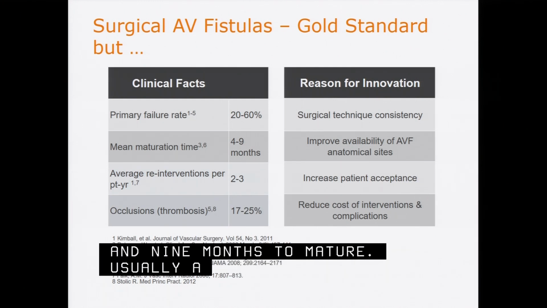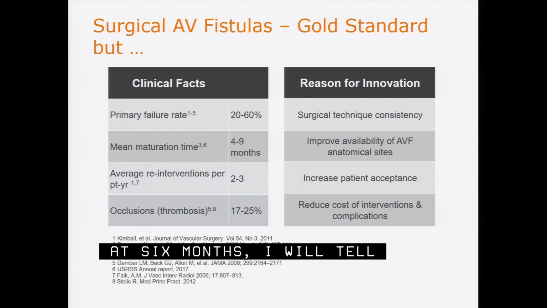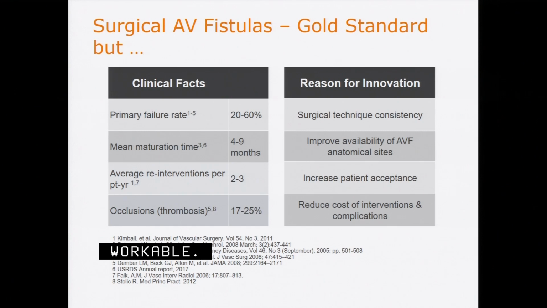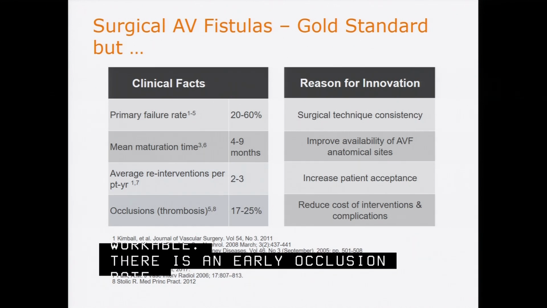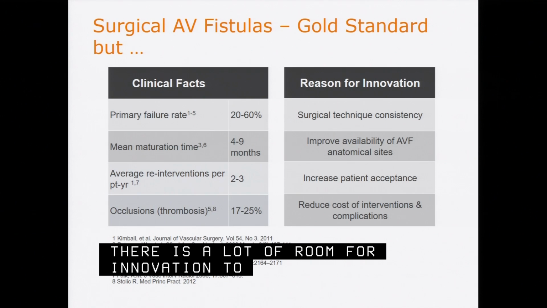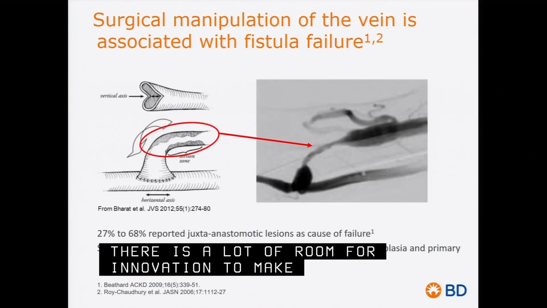And as I mentioned, they require several interventions to get a working fistula, on average between 2 or 3 in the first year of the fistula to make it workable. And then there is an early occlusion rate of somewhere between 17 and 20%, where these will thrombose early, will not be salvageable, then you have to move on to another access. So there's a lot of room for intervention or innovation here to make patients have a usable lifeline for their dialysis. Well, why do the fistulas fail?